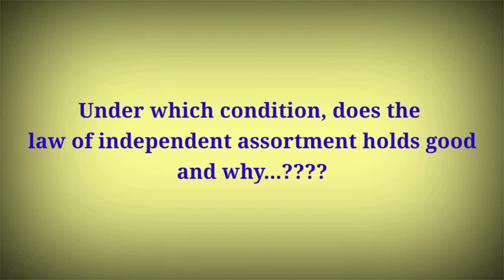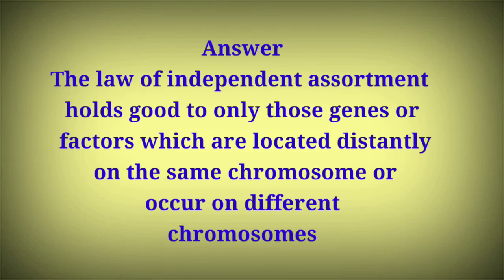Now, under what condition does the law of independent assortment hold good, and why? Mendel was also not wrong in his experiment. He obtained the correct result, that is the dihybrid cross ratio to be 9:3:3:1 and the monohybrid cross ratio to be 3:1. But according to the theory of linkage and crossing over, the whole concept of the inheritance pattern got somewhat changed. Now let's find out the answer, how independent assortment was correct, or how it holds good.